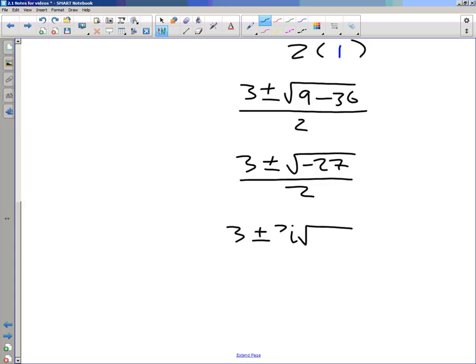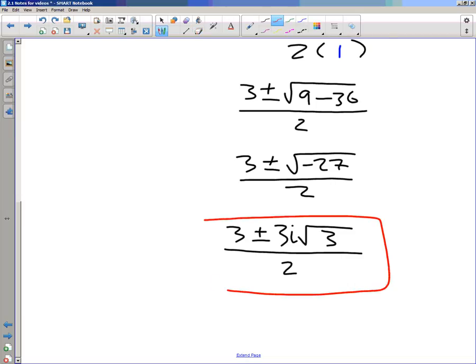So I'll have a 3 moving to the outside to join that i, and a 3 left on the inside of the radical. And that's all over 2. Last thing I'm going to do is see if there's anything that I can factor out of both the top and the bottom so I can cancel. Now I could factor a 3 out of both of these terms on the top, but that's not going to cancel with anything in the bottom, so there's really no need to do that. I can tell that nothing's going to cancel, so let's just go ahead and call it a day.